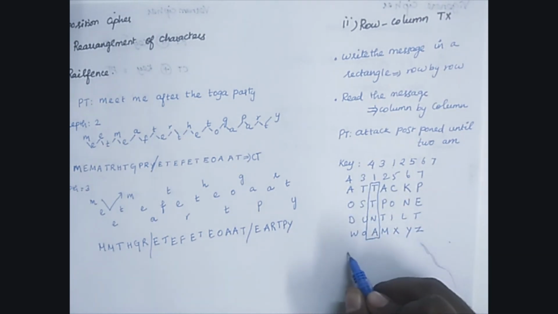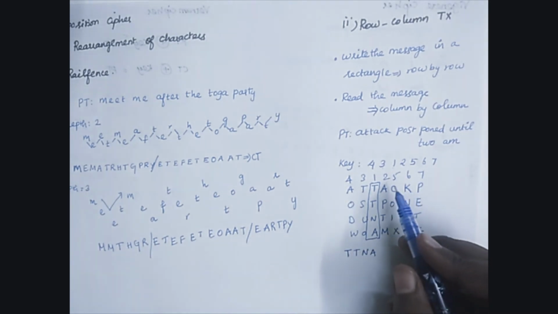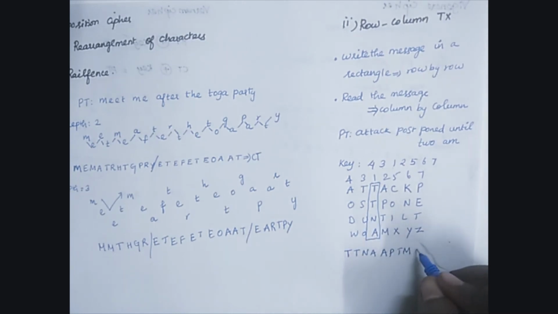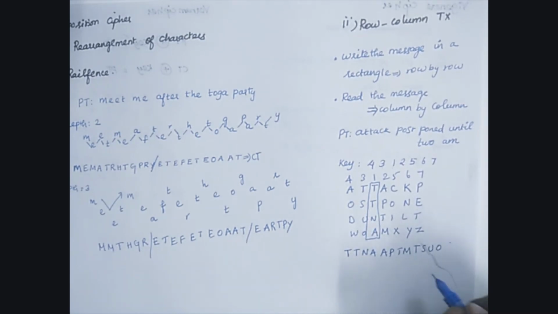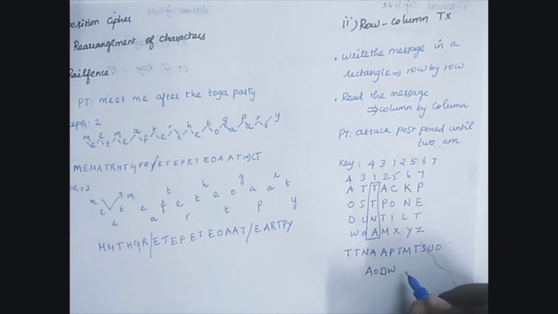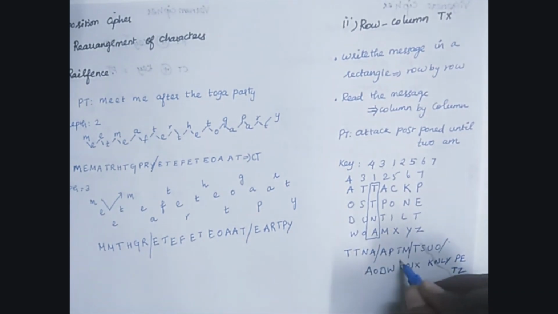So the first column letters are TTNA, second column letters are APTM, third column TSUO, fourth column AODW. So we just read the matrix column by column. For 5, COIX, 6, KNLY, 7, PETZ.